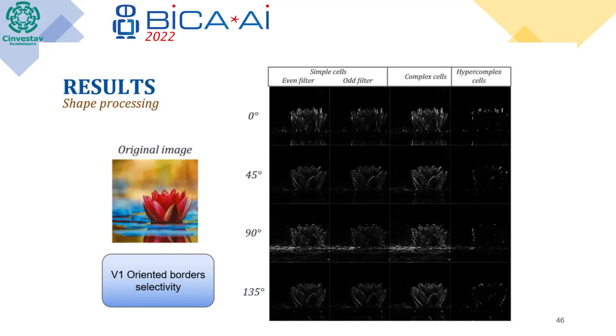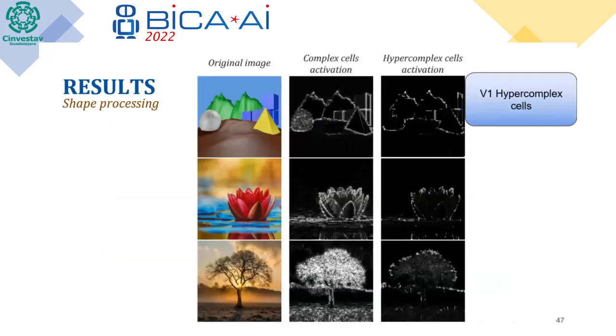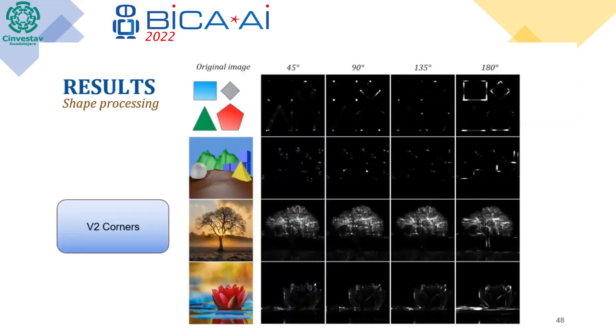And the importance of the hypercomplex cells here is that we can see a lot of noise is filtered. For example, in the tree, we only see the determination, or the real contour, of the tree. And it's very important for figure-ground segmentation.